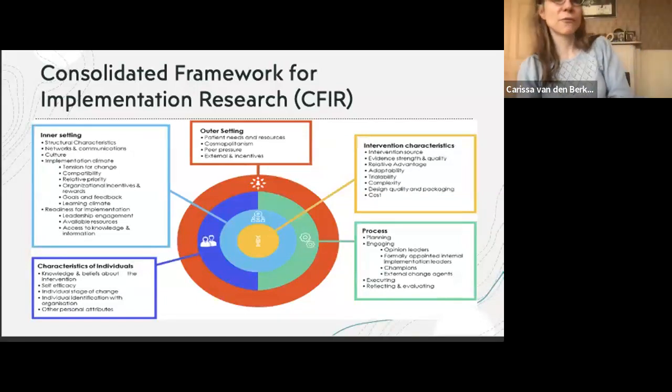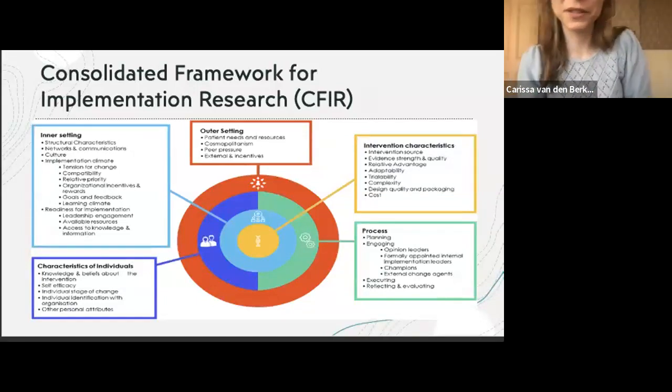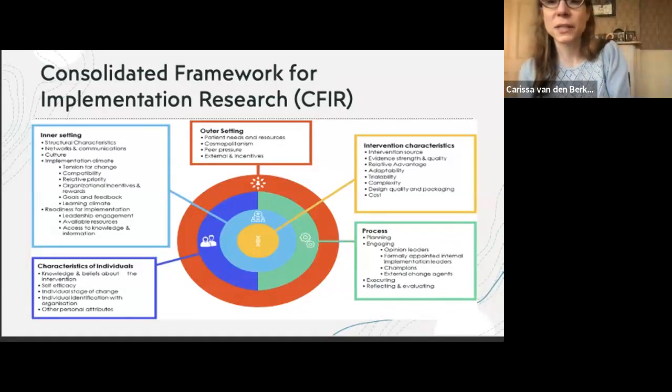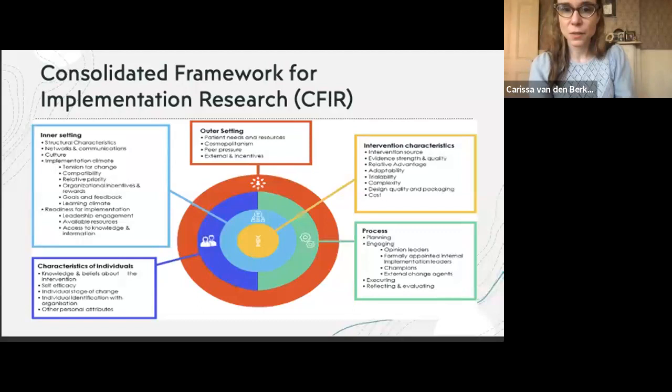The Consolidated Framework for Implementation Research. Again, this is the complicated one. And essentially, this is where you do probably a combination of survey research and qualitative research that gets at inner and outer settings, intervention characteristics, processes that are occurring within them, and characteristics of the people that are getting the services.